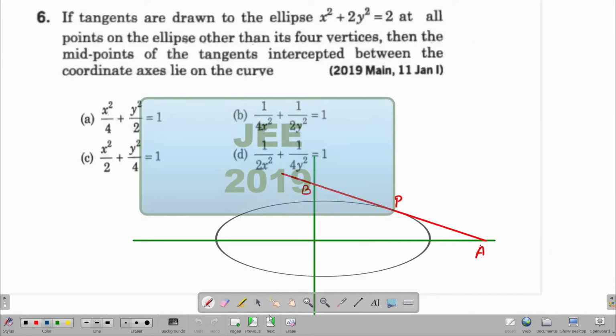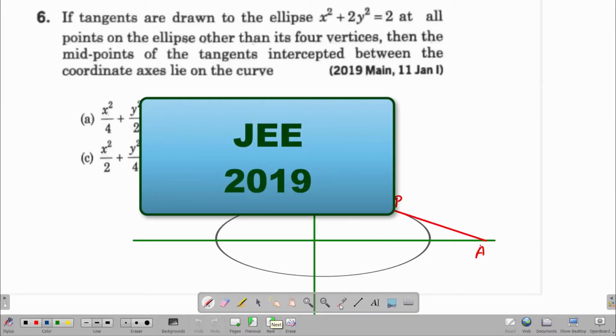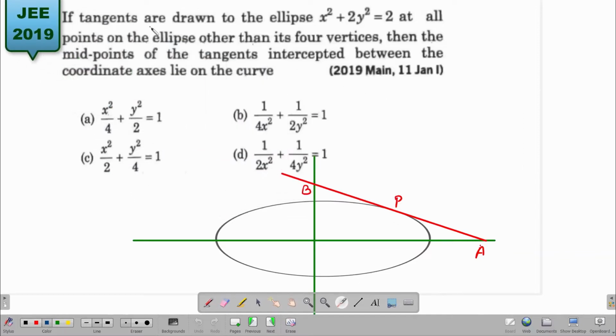Now next, another application. In this type of question, the tangents are drawn to the ellipse x square plus 2y square equal to 2 at all points on the ellipse other than its four vertices. So we cannot take any tangent at the ends of major axis or at the ends of minor axis. That means out of these four tangents, we cannot take any one because it is written here: at all points on the ellipse other than four vertices.